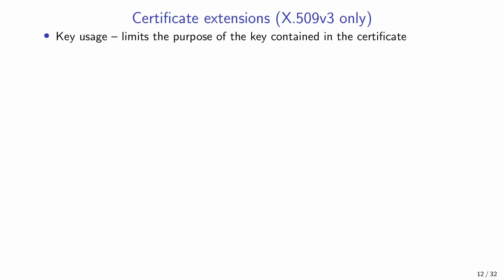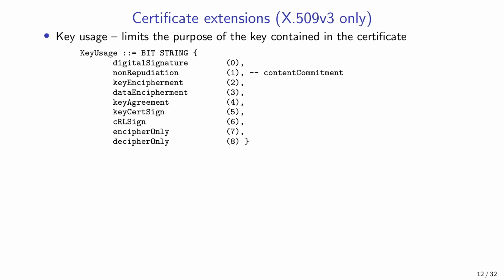The key usage extension limits the purpose of the key contained in the certificate. It is defined as a bit string where each bit specifies some purpose. Digital signature if the key can be used to sign data. Non-repudiation if the key can be used to create legally binding digital signatures. Key encipherment if the key can be used to encrypt keys. Data encipherment if the key can be used to directly encrypt data. Key agreement if the key can be used to negotiate symmetric keys, for example, using Diffie-Hellman.